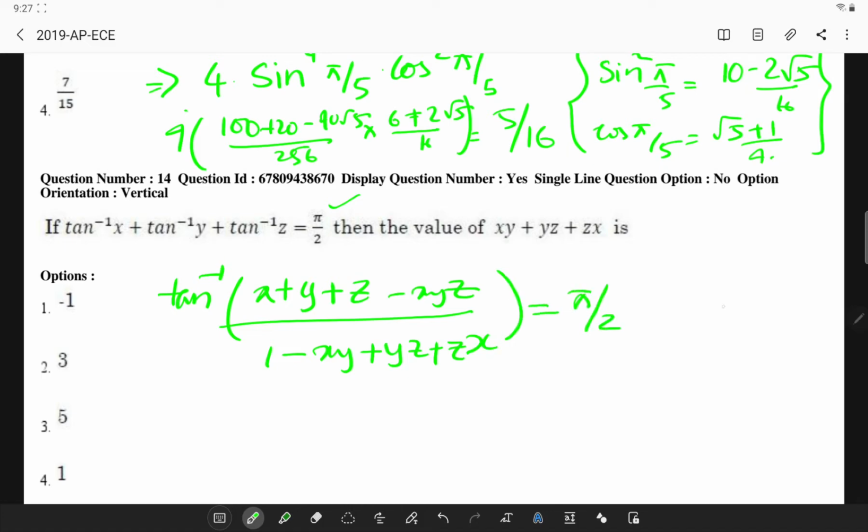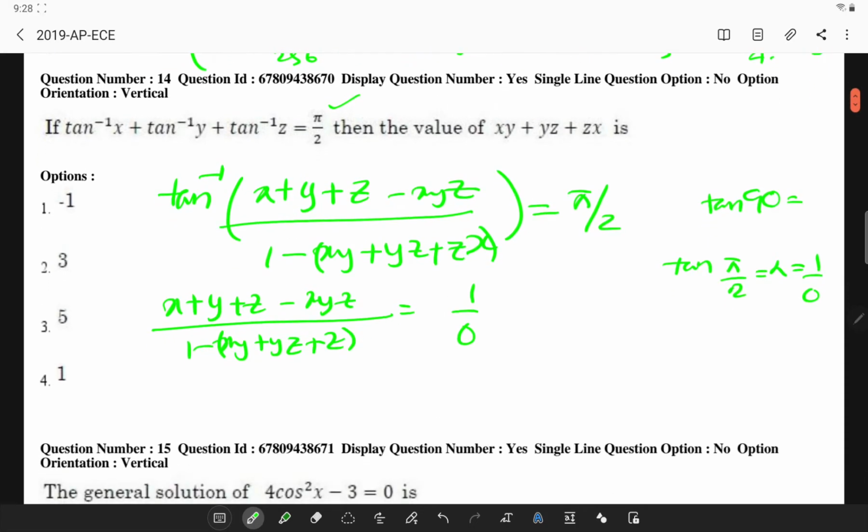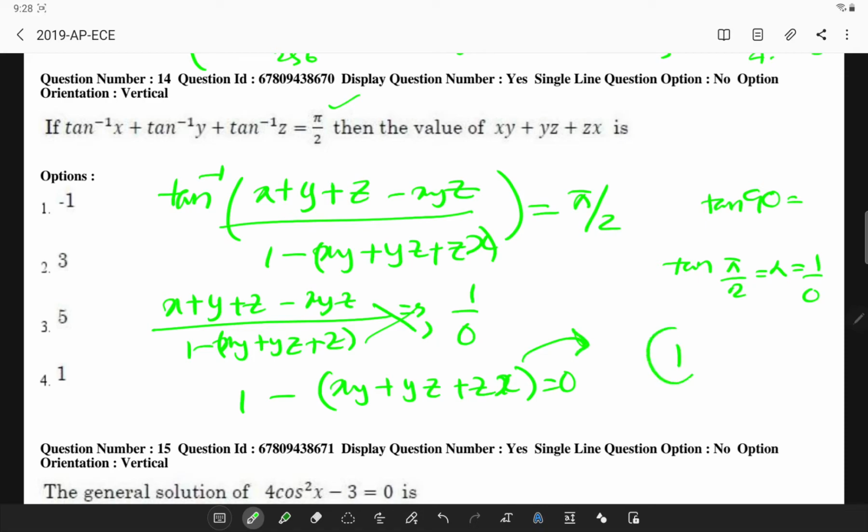If I send it to the other side, tan 90 or tan pi by 2 is infinity or 1 by 0. So I can simply write it as x plus y plus z minus xyz divided by 1 minus xy plus yz plus zx is equal to 1 by 0. If I do a cross multiplication, I'll be left with 1 minus xy plus yz plus zx is equal to 0, or the value of xy plus yz plus zx is simply 1.